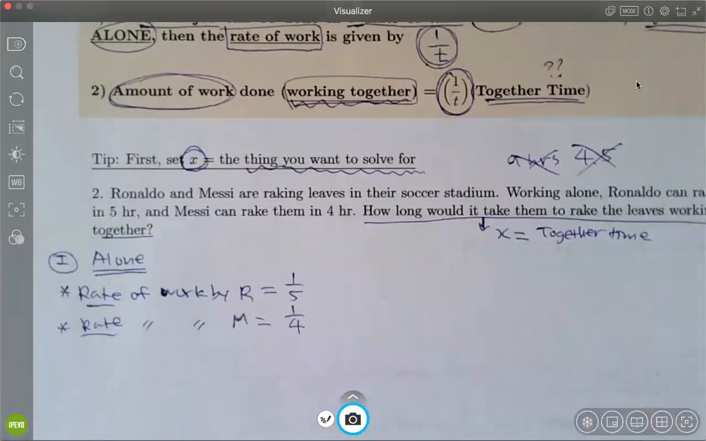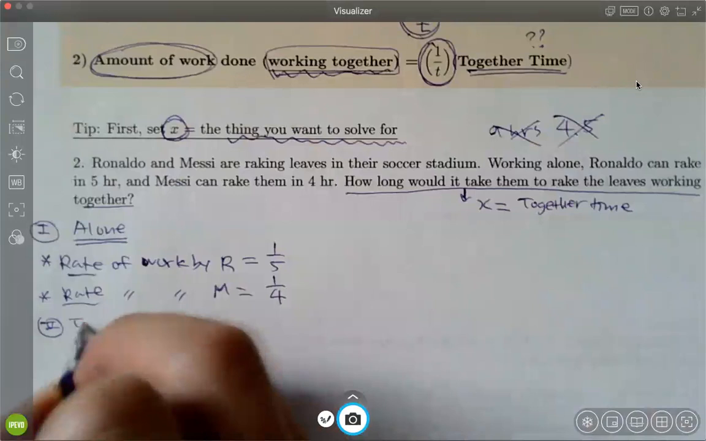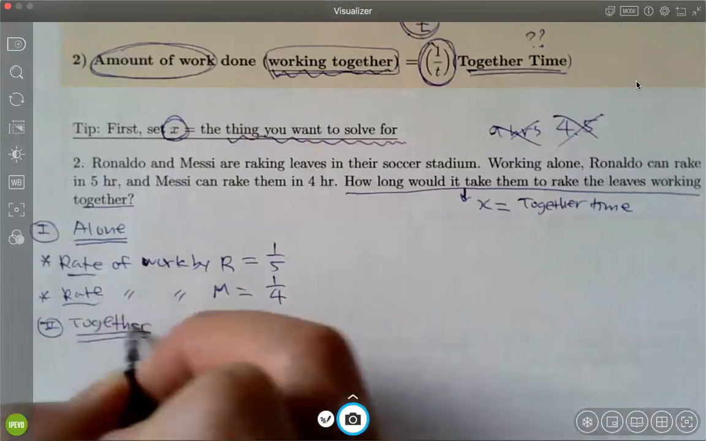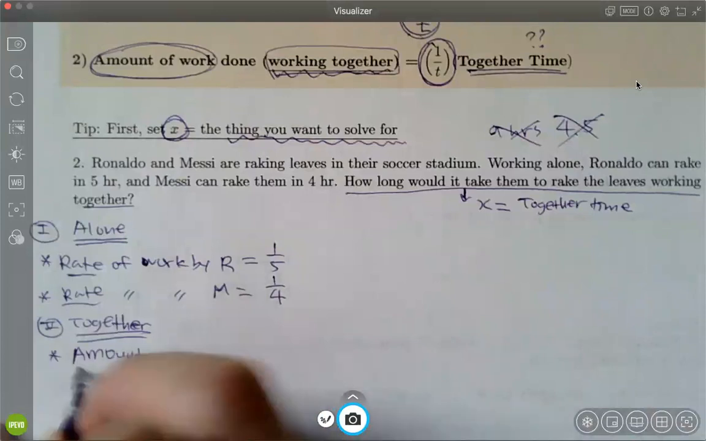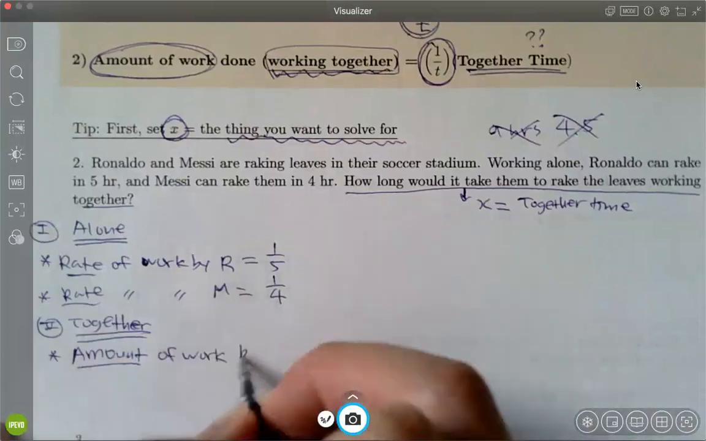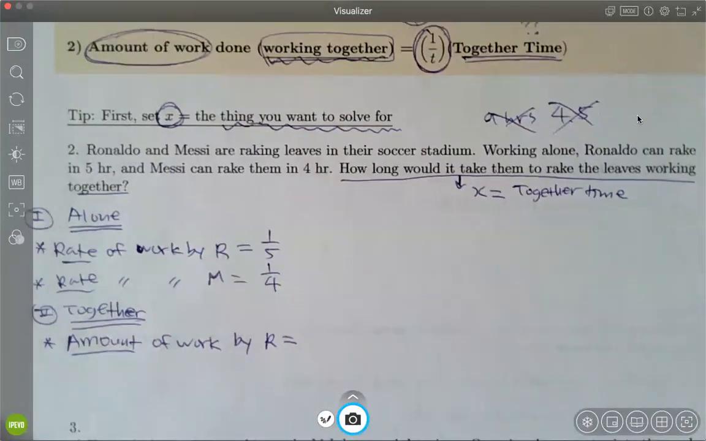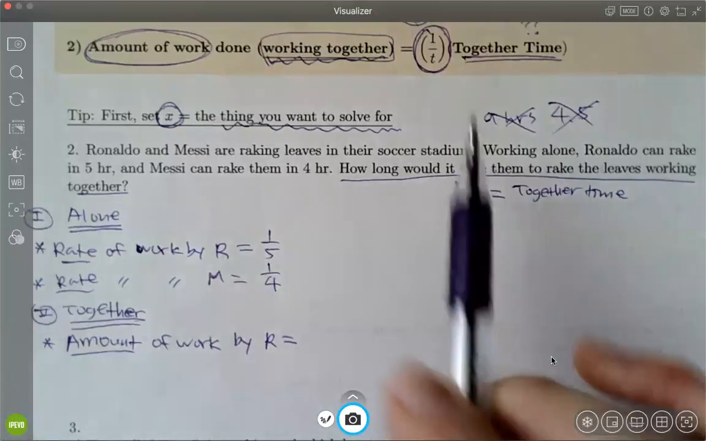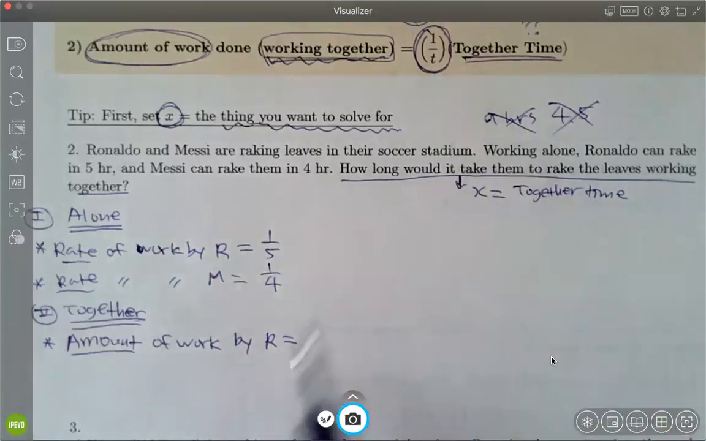Okay, so that's good. And now, go to the together part. For the together part, we will not find the rate, but we will instead find the amount of work by each person. So what is the amount of work by Ronaldo? So what do we do? 1/t. So 1/t for Ronaldo was what? 1/5, right? And now, what is the together time?